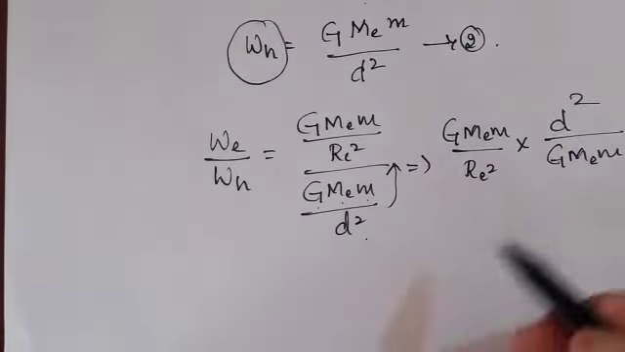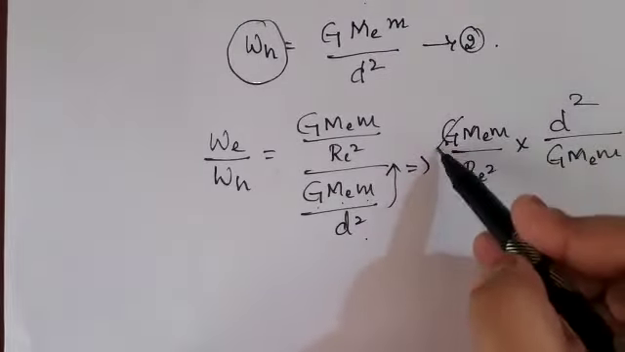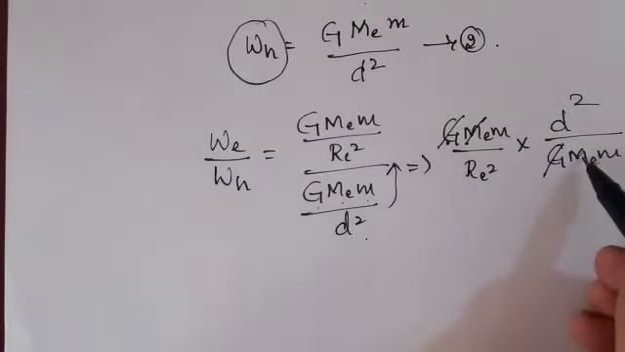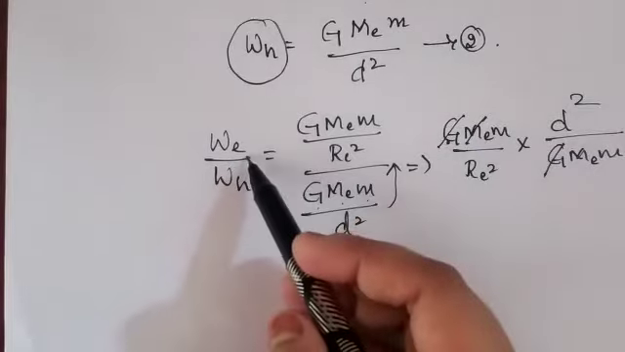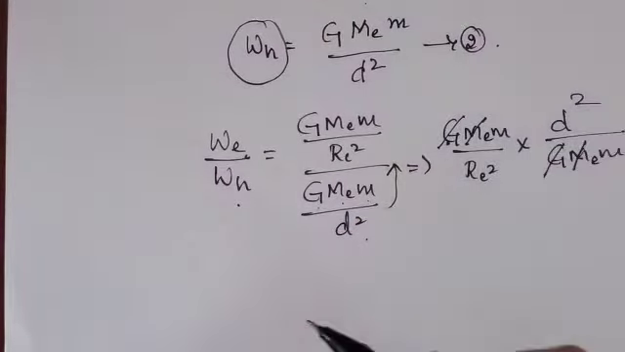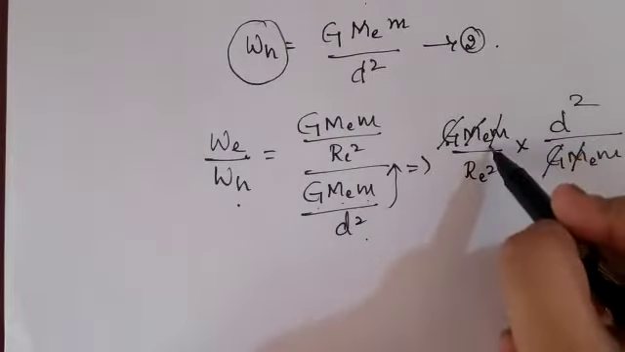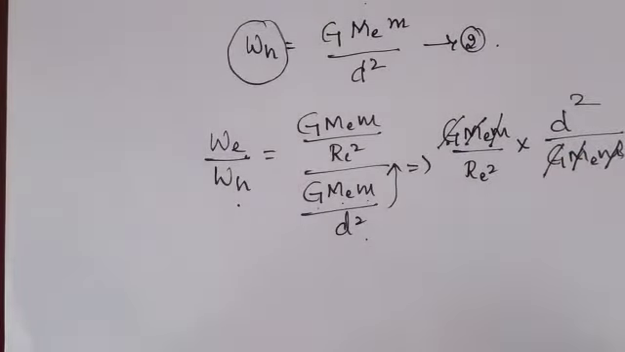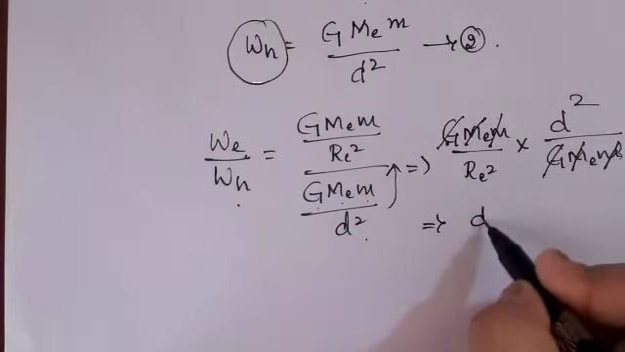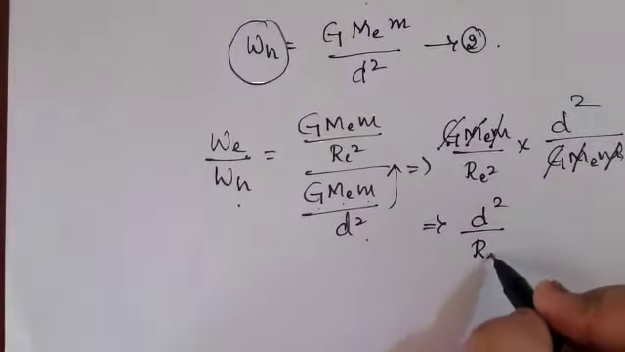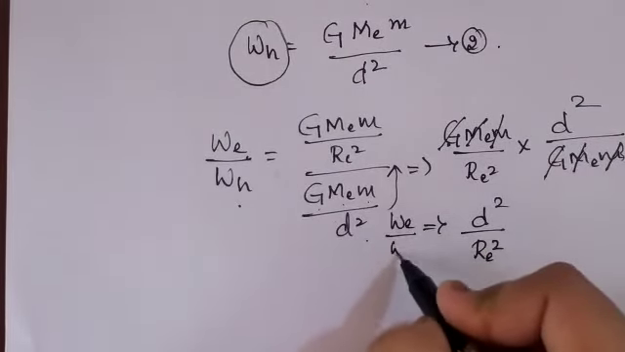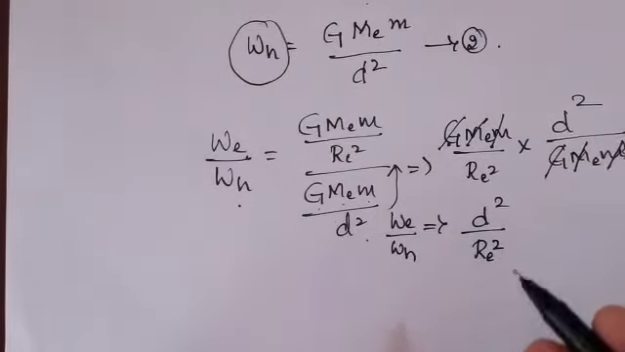Now you can see that G is a constant, so I can cancel this constant. The mass of the earth is constant for both, whether it is on the surface of the earth or at the height of 200 kilometer. The mass will remain the same. The mass of that object also remains constant. So this constant will get cancelled. So what is remaining here? D square divided by RE square. So WE by WH is equal to D square by RE square.